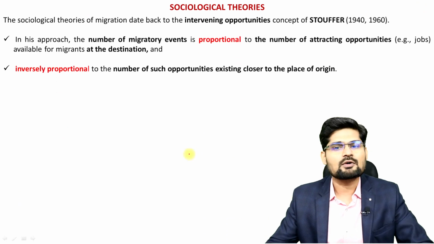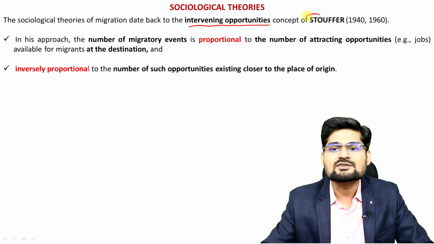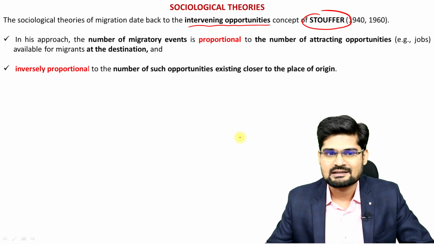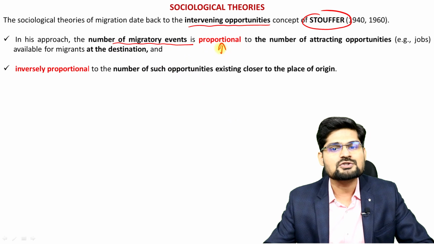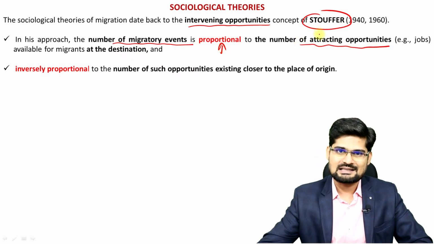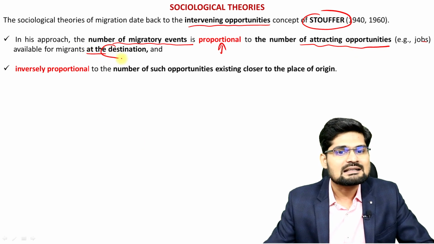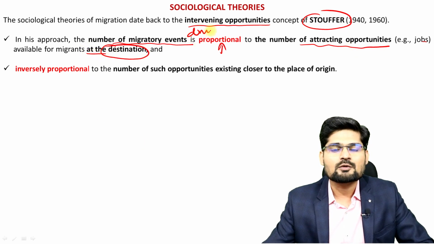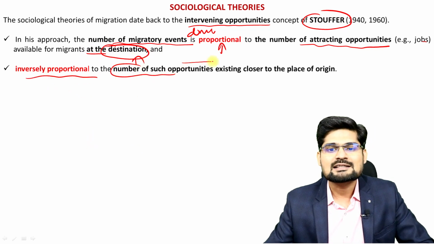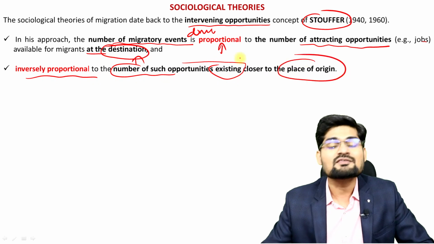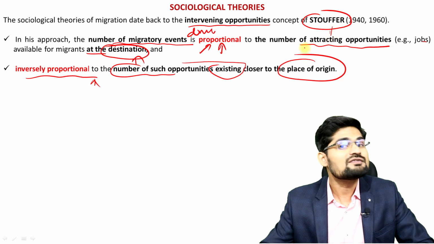So first of all, an important point in sociological theory is the intervening opportunities theory by Stouffer. One of the most important theories, right? It talks about the number of migratory events, which is proportional to the number of attracting opportunities, that is, jobs or other opportunities available for migrants at the destination. So this is directly proportional at the destination, while it is inversely proportional to the number of such opportunities existing closer to the place of origin. This direct relationship and inverse relationship is what Stouffer talked about in his theory.